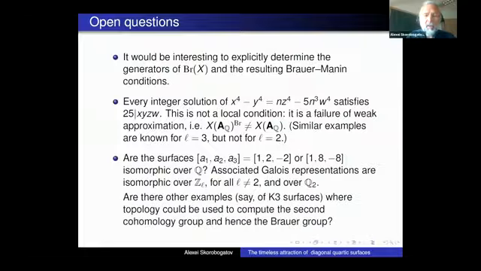And the very last question is a general question. Are there any examples, for example, of K3 surfaces where topology could be used to compute the second cohomology group, maybe the second homology group and then second cohomology group, and hence the Brauer group in the way I did in this talk? So there might be other cases where different topological constructions could do this, and I think it would be quite interesting to explore that.